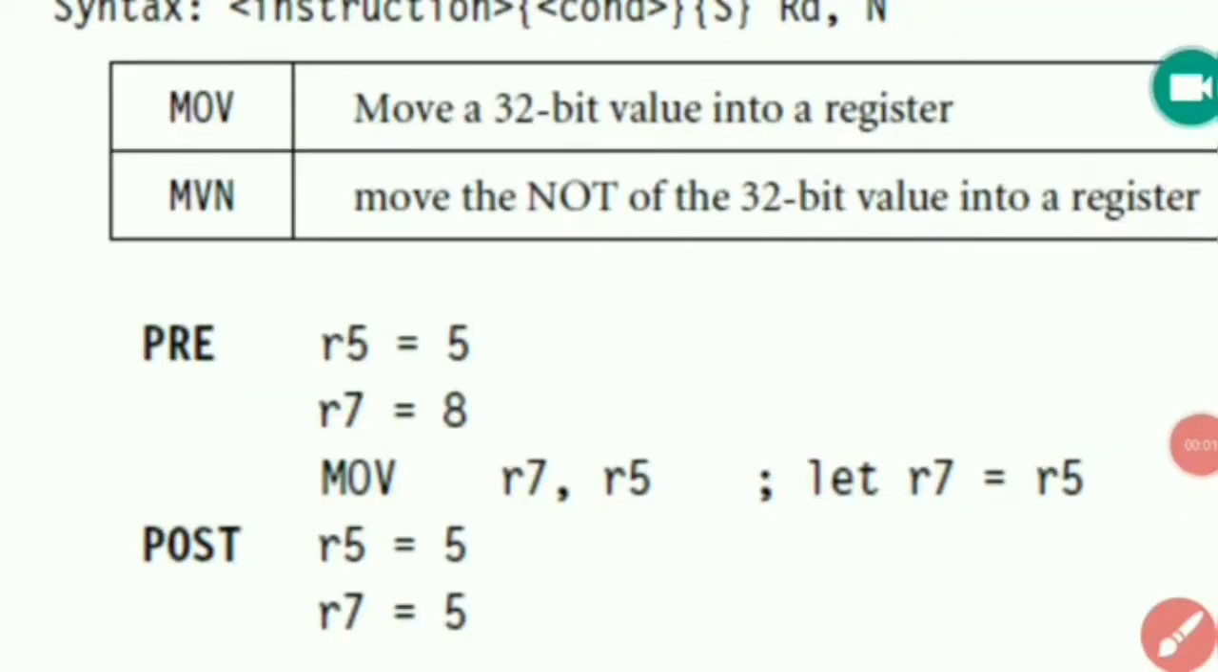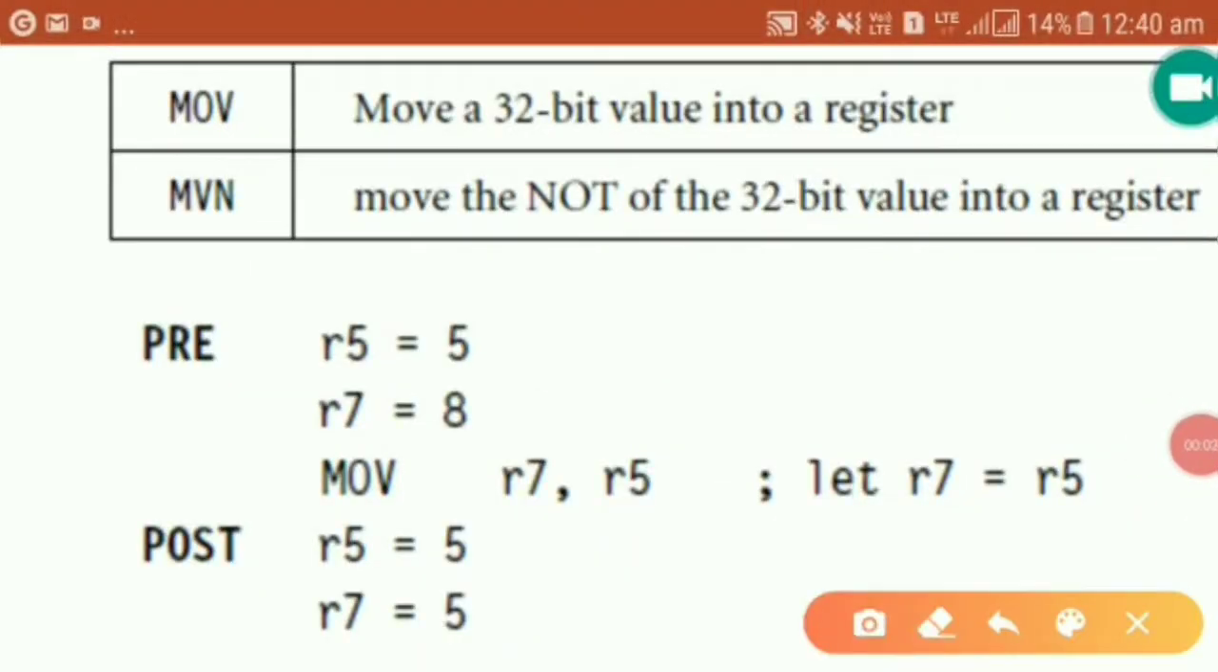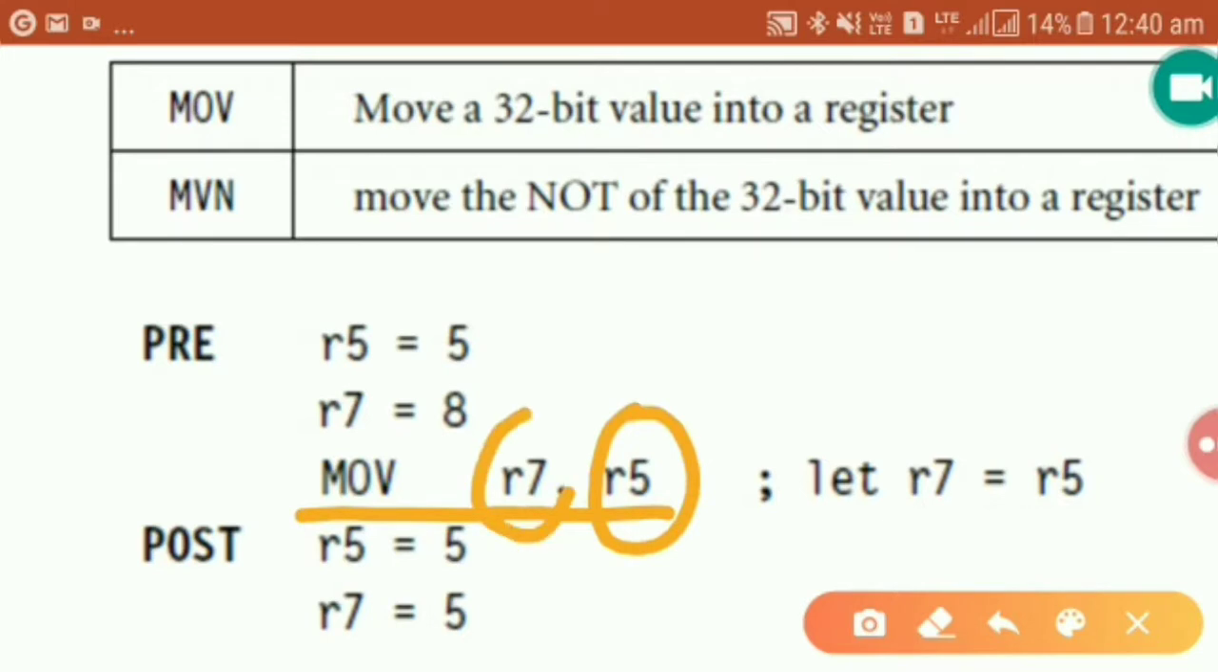Now consider the example for move instruction. So here we have written the move instruction. This is the source register and this is the destination register, that is R7. After execution of the move instruction, the R5 register content is copied to R7. So we have used this move instruction in our lab programs and also in our example programs many times.